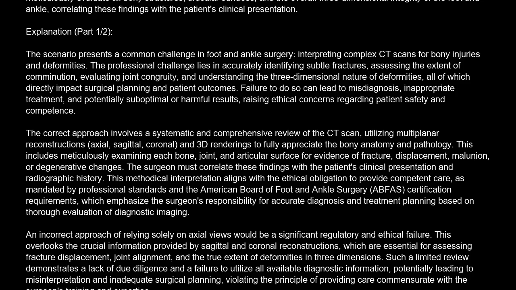An incorrect approach of relying solely on axial views would be a significant regulatory and ethical failure. This overlooks the crucial information provided by sagittal and coronal reconstructions, which are essential for assessing fracture displacement, joint alignment, and the true extent of deformities in 3 dimensions. Such a limited review demonstrates a lack of due diligence and a failure to utilize all available diagnostic information, potentially leading to misinterpretation and inadequate surgical planning, violating the principle of providing care commensurate with the surgeon's training and expertise.